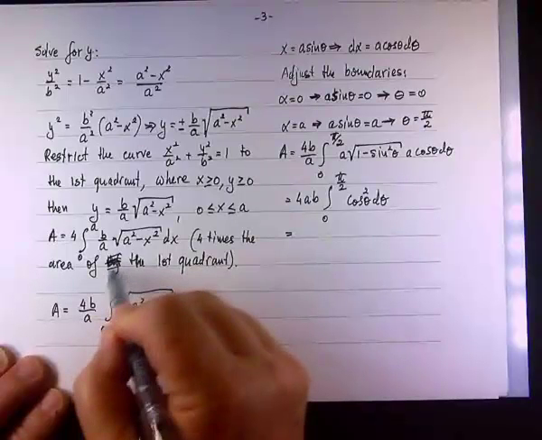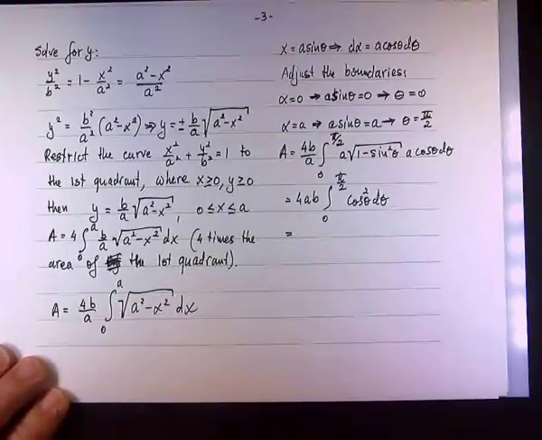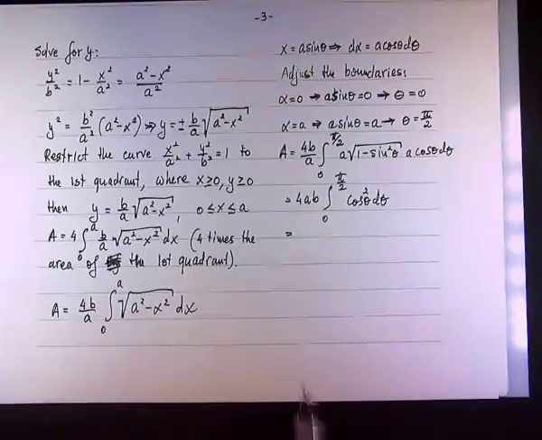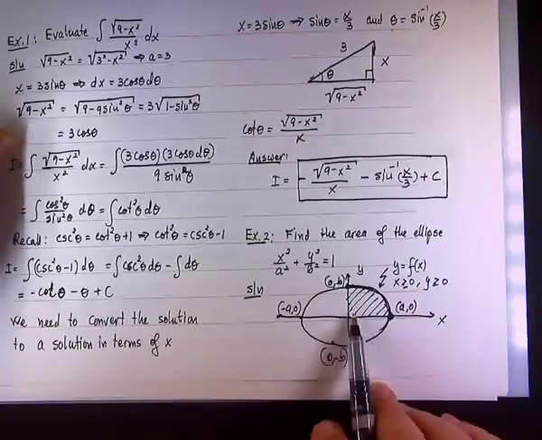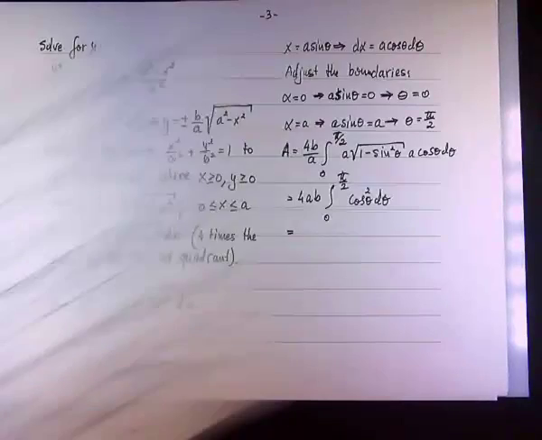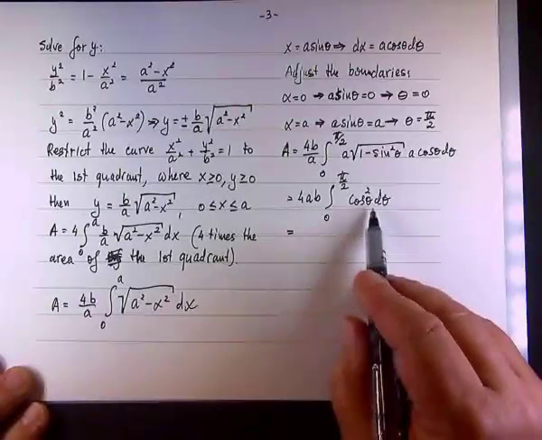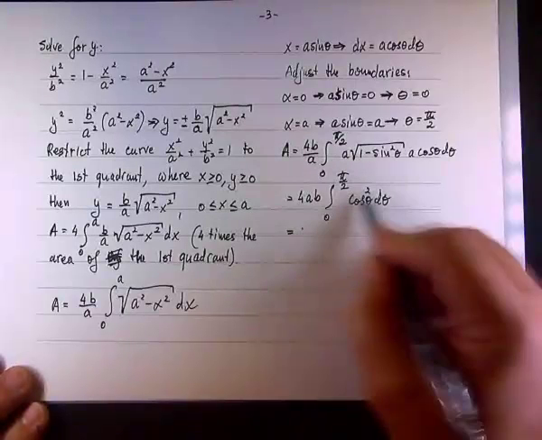Area of the ellipse: I have two of the first quadrant. Yeah, it's 4 times the area of the first quadrant. Going back to the previous image, instead of calculating the whole ellipse, we calculate the shaded area multiplied by 4 because of symmetry.